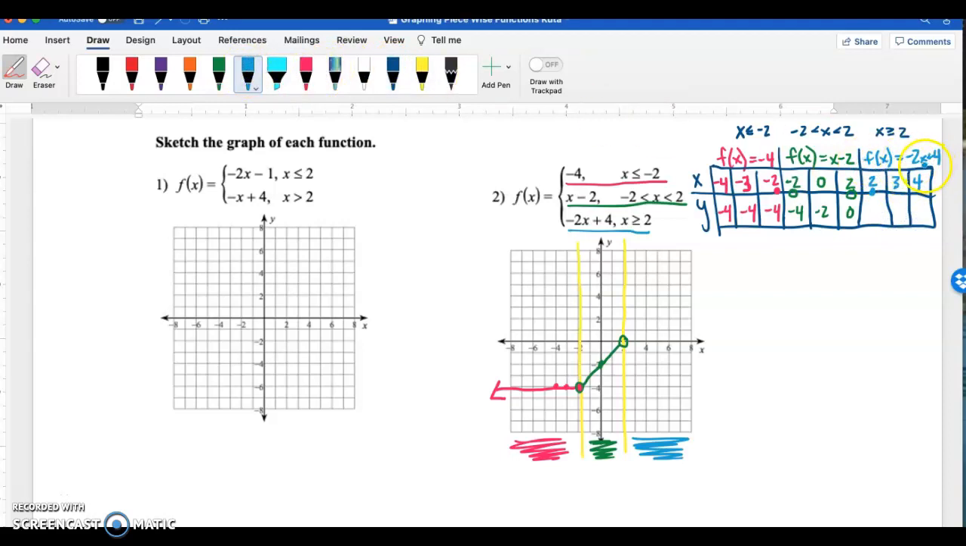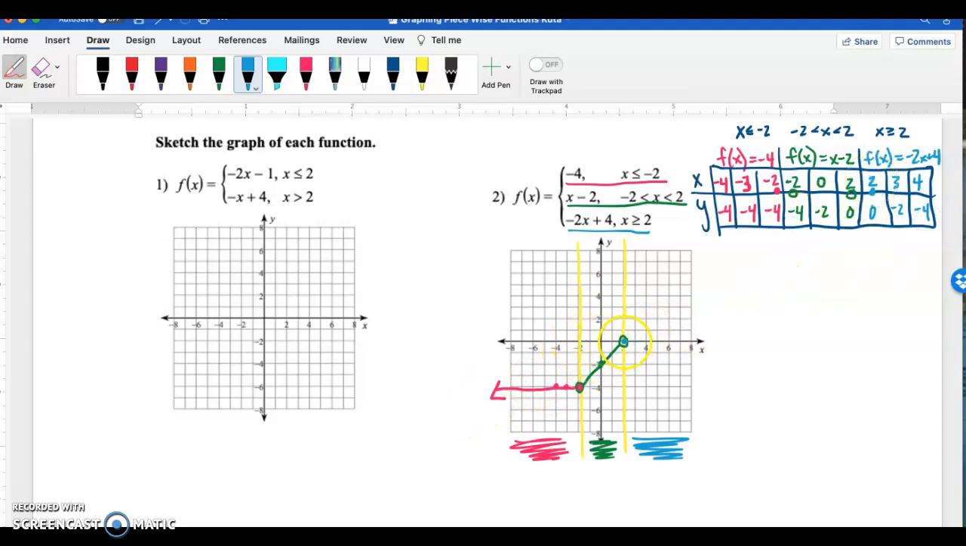Negative 2 times 2 gives us negative 4 plus 4 gives us 0. Negative 2 times 3 gives us negative 6 plus 4, which is negative 2. Can't do my math right now. Negative 2 times 4 gives us negative 8 plus 4 gives us negative 4. Okay, we got it.